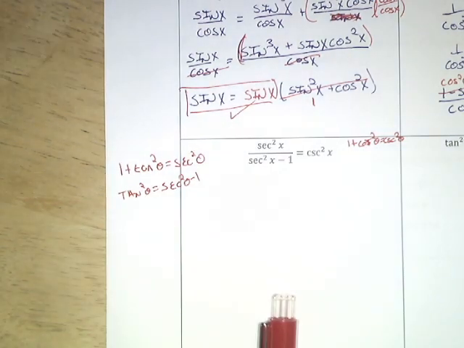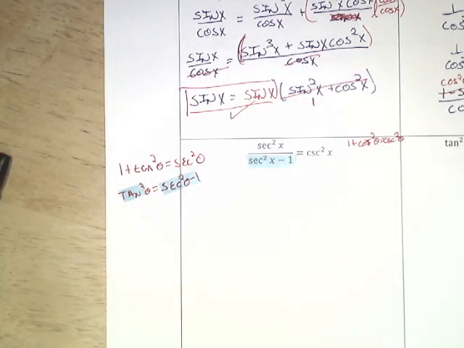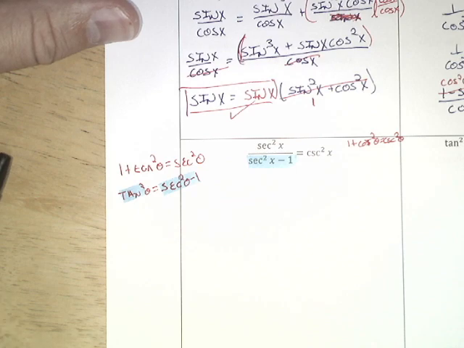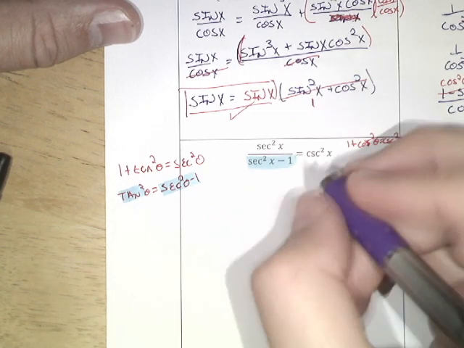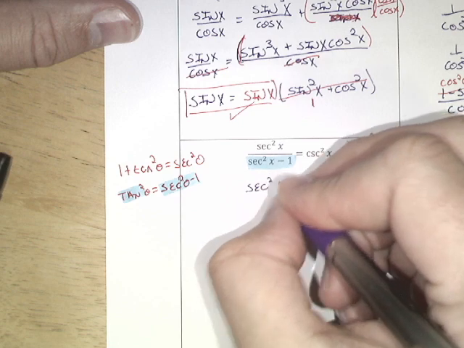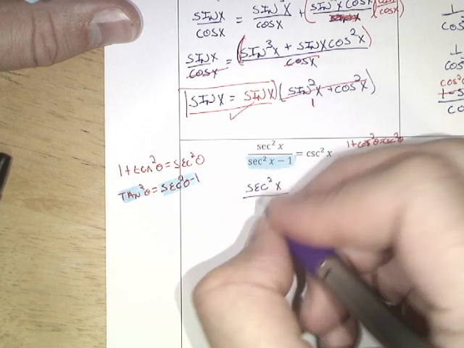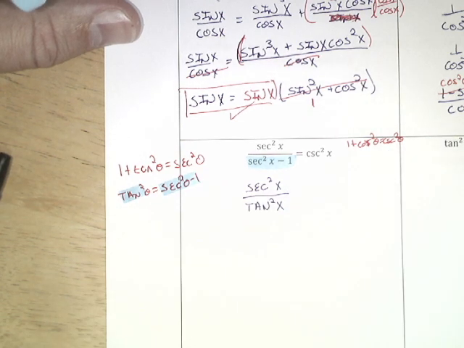This right here, secant squared minus 1, is the same as that, so I can replace it with tangent. So that's what I'm going to do. Check for Pythagorean identities, especially if you have something that says minus 1. So this turns into secant squared x over tangent squared x.